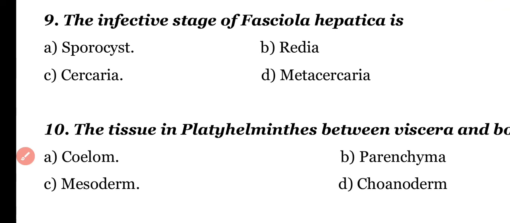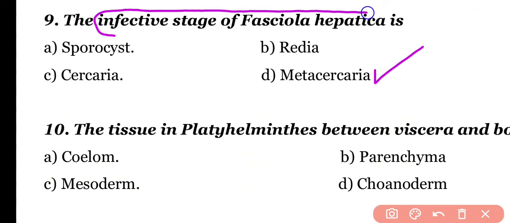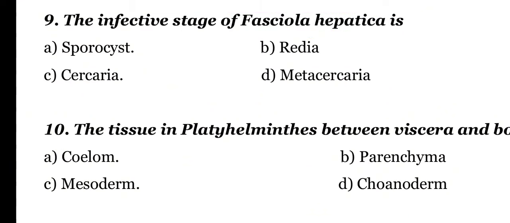Question number nine. The infective stage of Fasciola hepatica is Sporocyst, Redia, Cercaria, Metacercaria. Correct answer is option D. Metacercaria is the infective stage of Fasciola hepatica for secondary host.